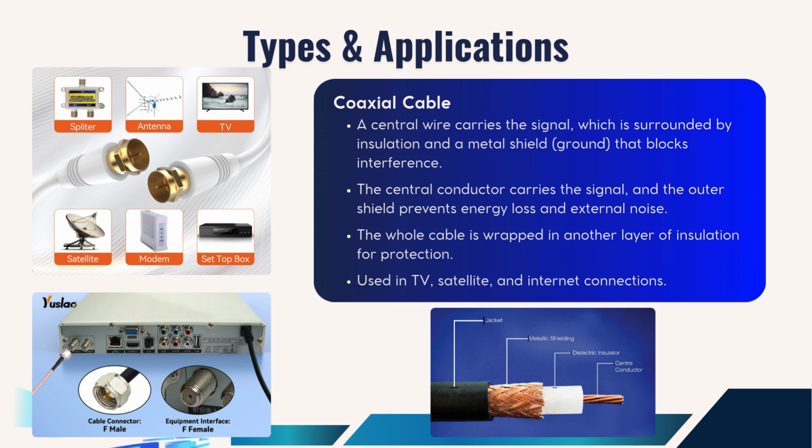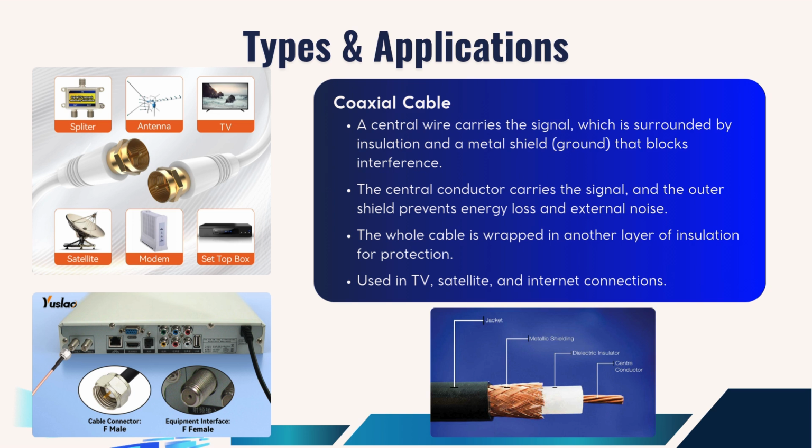Now, let's move on to some different types of transmission lines, with the first one being the coaxial cable, which is a central wire carrying the signal and is surrounded by insulation and then a metal shield that blocks the interference. The central conductor carries the main signal, while the outer shield, which is normally made of wires, helps to prevent energy loss and external noise. The whole cable is then wrapped in another layer of insulation for protection. Normally, coaxial cables are used in TV, satellite, and internet connections.